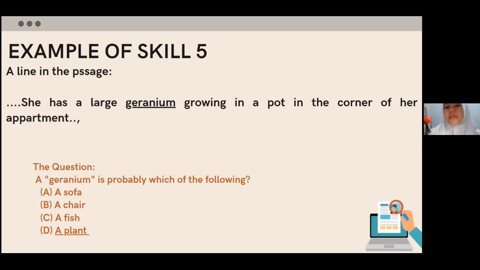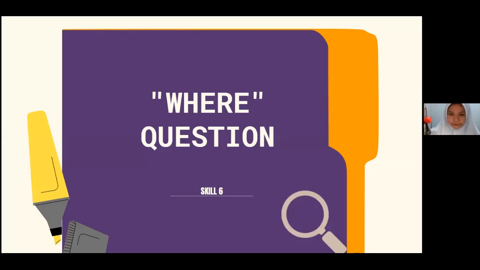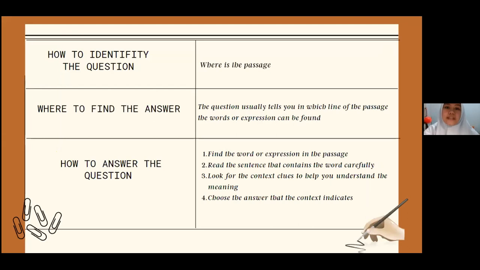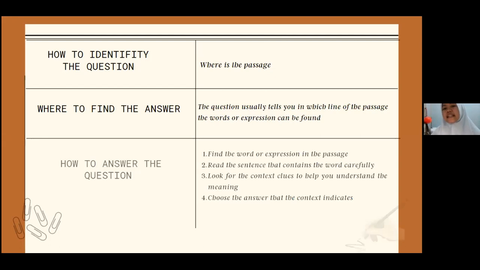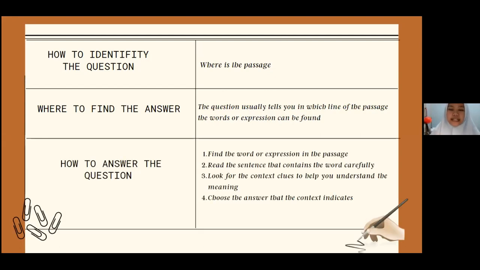Okay, bring me to my next point, which is about skill 6 of reading. Thirdly, skill 6 is about where questions. You have to look for the word or sentence in which line. An example of a question is, where in the passage? So how to answer the question?